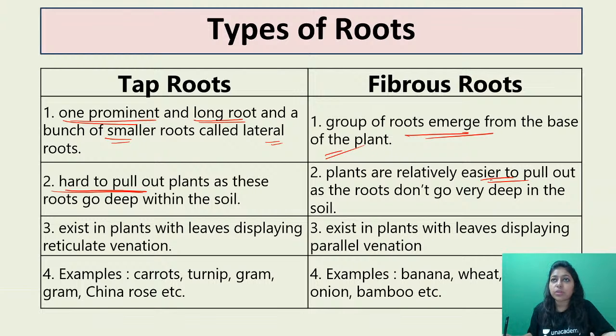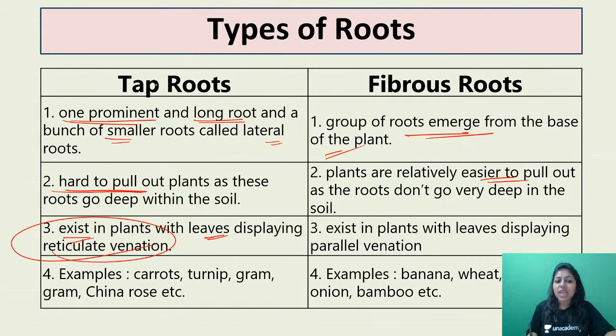Like if you talk about the grasses, they have fibrous roots, you can easily pull them out. Yes or no? Have you ever done that when you go to the parks? Many times, if you have done that, you generally pull it out, though it is not a very good thing. Now, taproots exist in plants with leaves displaying reticulate venation. So remember this, we will be discussing this point again when we talk about venation in leaves.